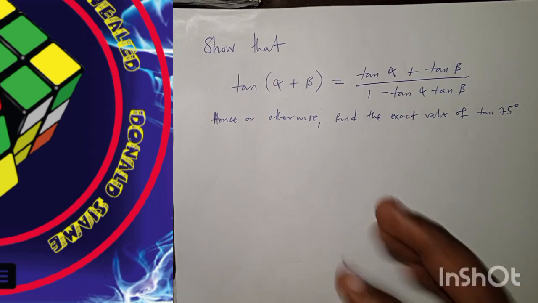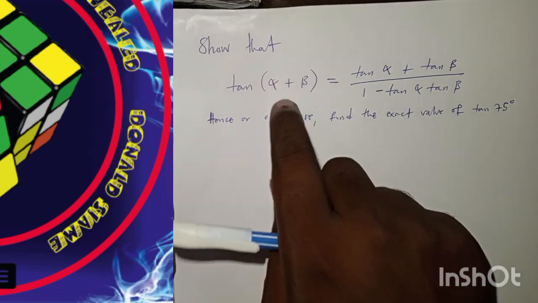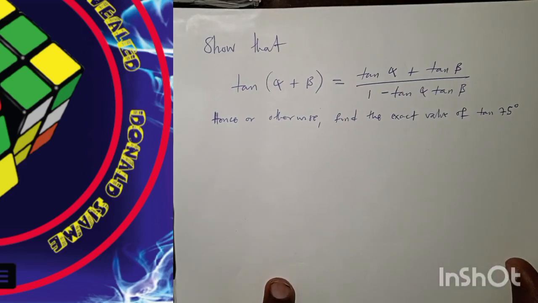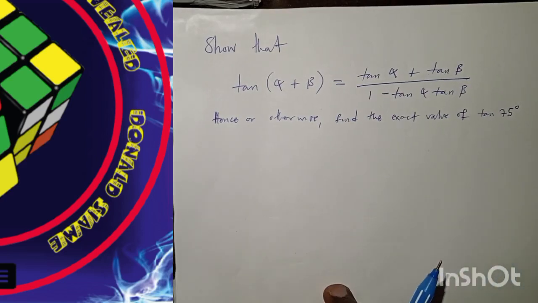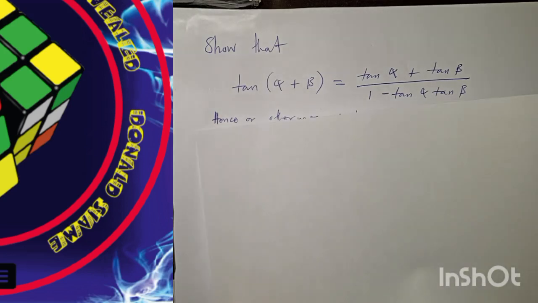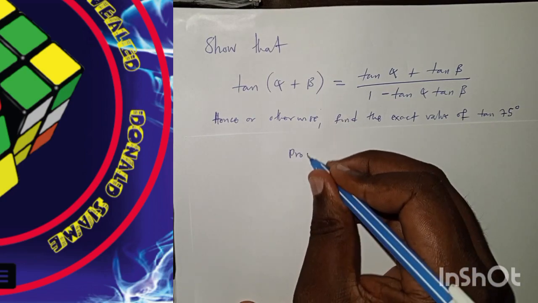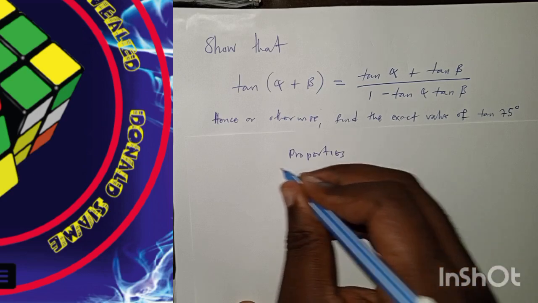Okay, so for you to show that tan(alpha plus beta) is equal to this, the first thing you need to know are the properties, or the identities, of double angles. For example, you need to remember these properties.